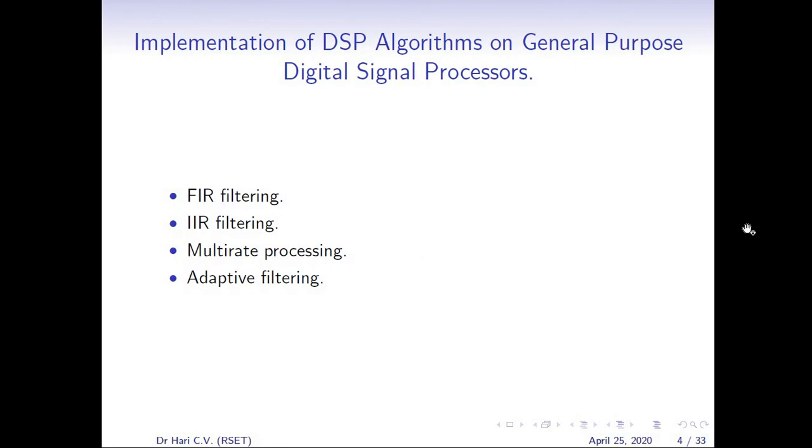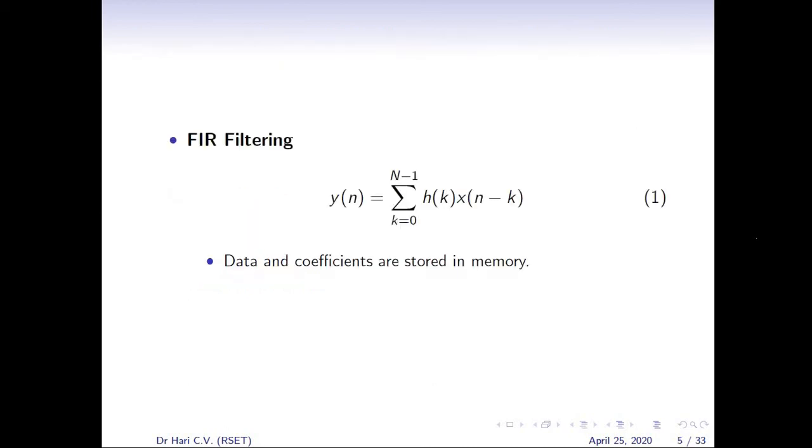Now we are moving to a new topic, the implementation of DSP algorithms on general purpose digital signal processors. We are going to discuss FIR filtering, IIR filtering, multirate processing and adaptive filtering. Now, what is FIR filtering? We know the standard equation y of n is equal to summation k from 0 to N minus 1 h of k into x of n minus k, where x of n represents the input and y of n represents the output. Here the main point is that we need to check how the data and coefficients are stored in the memory.